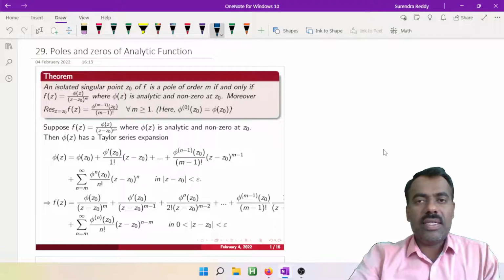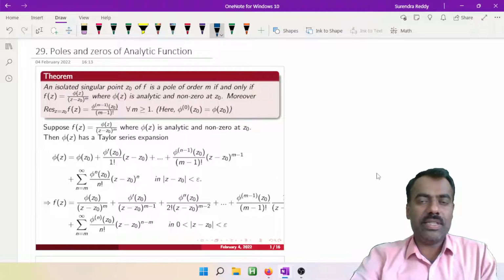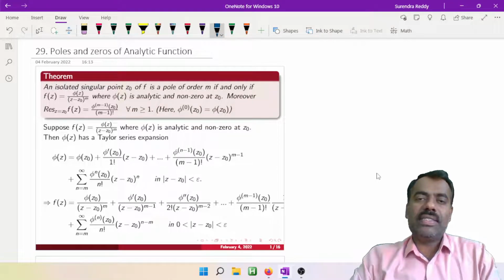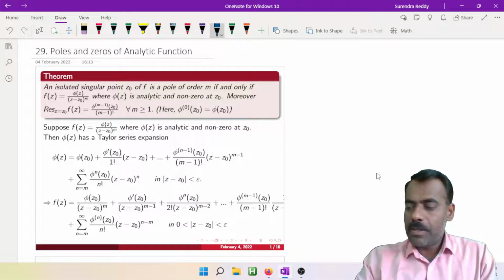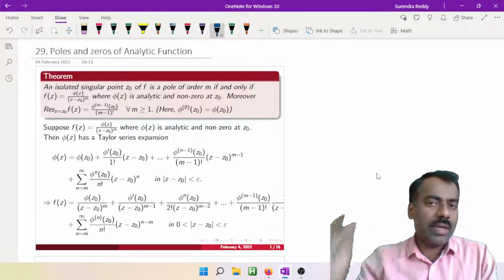Last class we defined what is meant by a pole. In the principal part, if we have finitely many terms, then we say that that singularity is a pole. So now we'll give a characterization of when an isolated singularity is a pole.